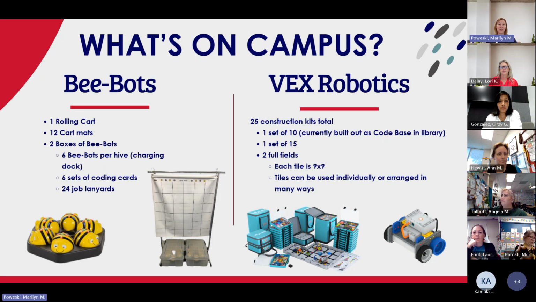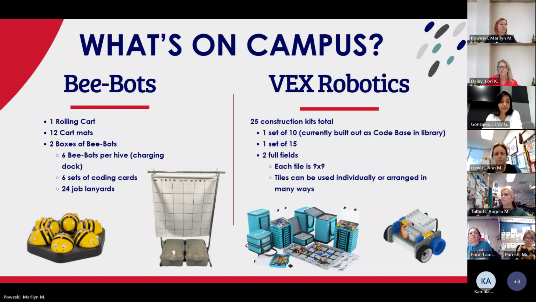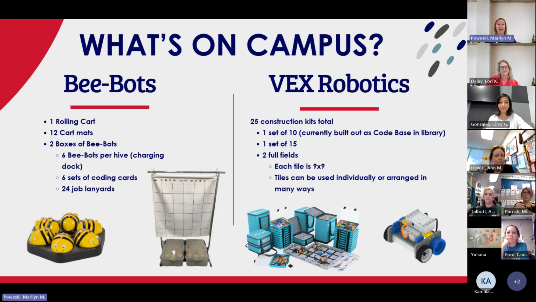So in your library, you've got BBOTs, which are small programmable robots. You've got a rolling cart with 12 mats. Ideally, you wouldn't have more than maybe 3 or 4 kids per mat, so just thinking from a numbers perspective, grouping them into small groups on the mats. You've also got 2 boxes of BBOTs with 6 BBOTs per hive. That hive is the picture over on the left-hand side.